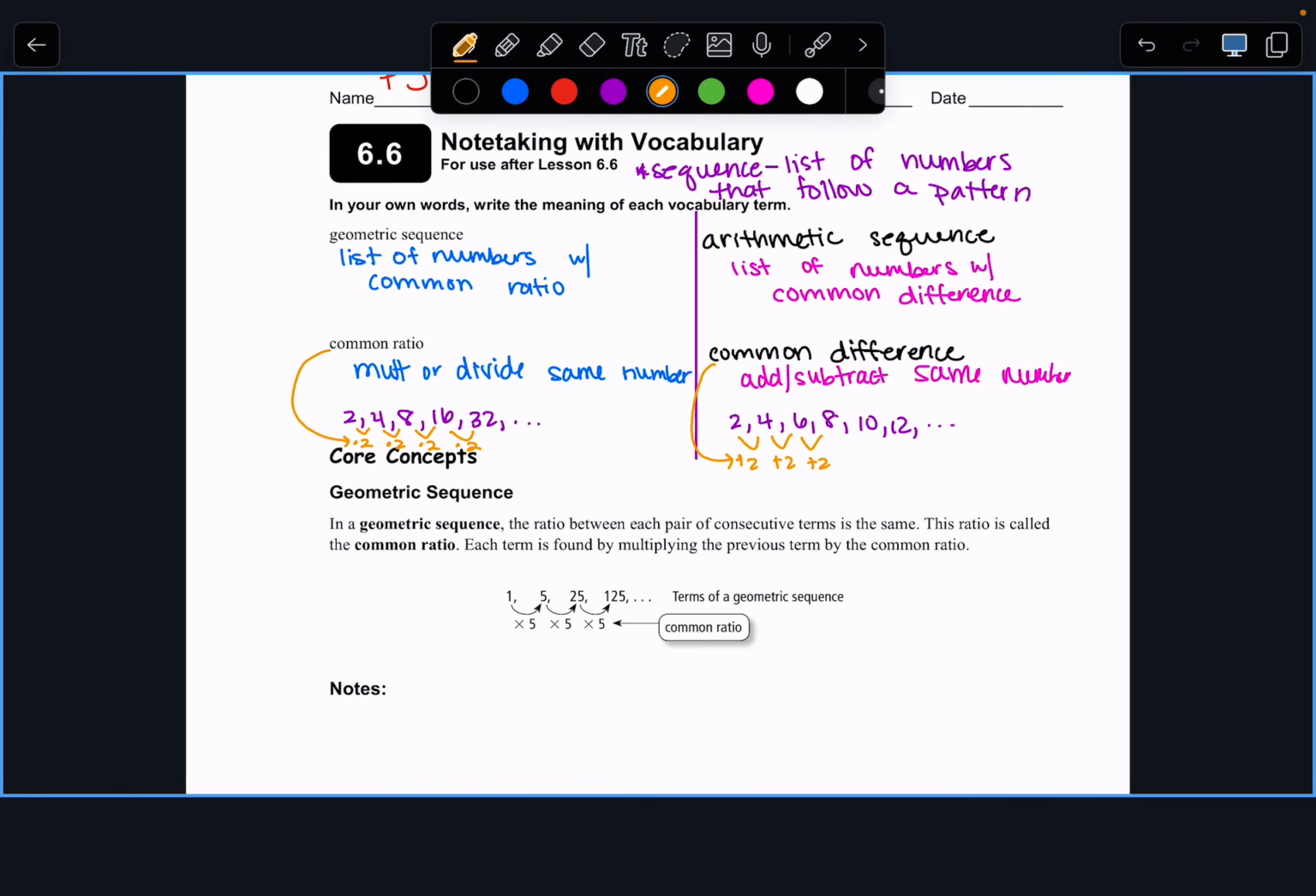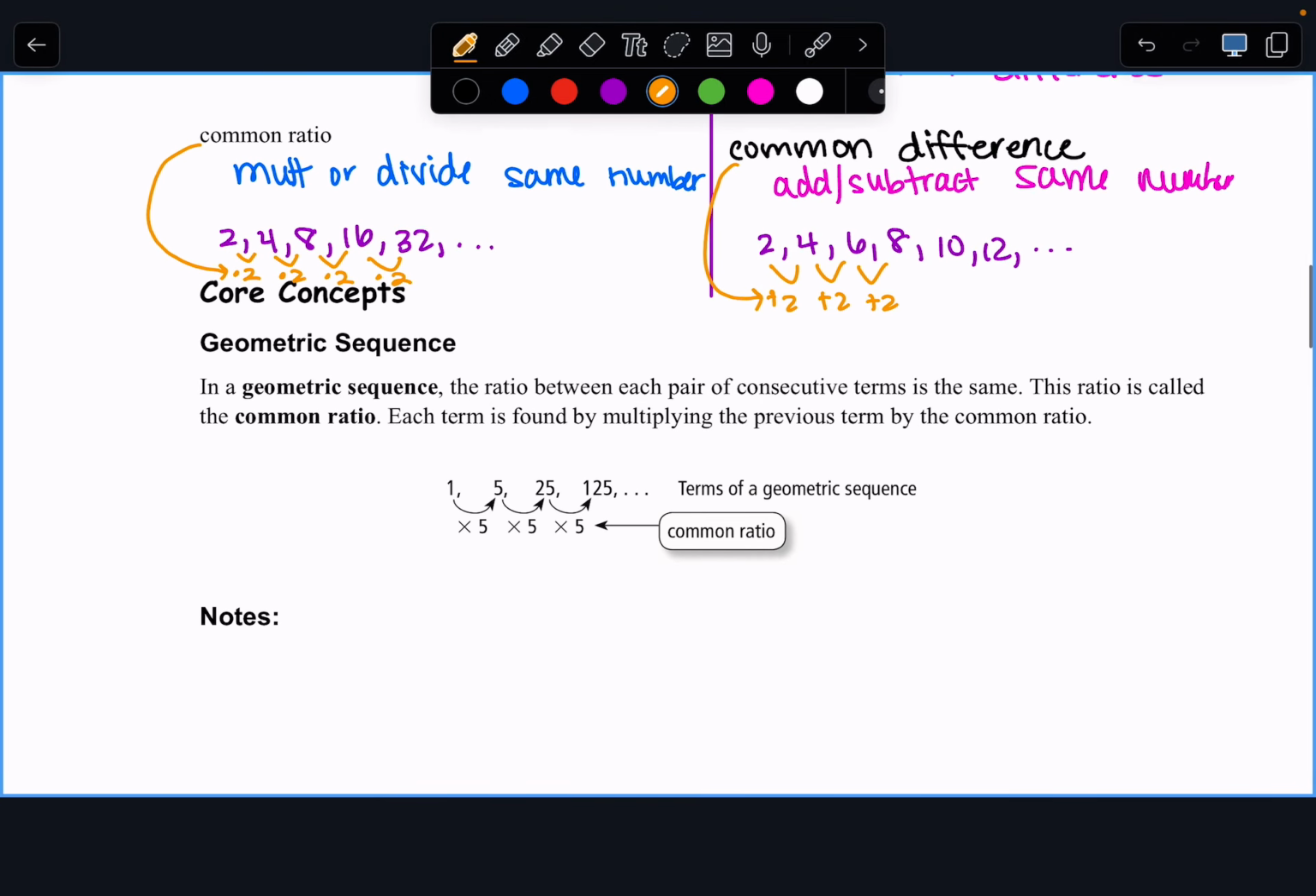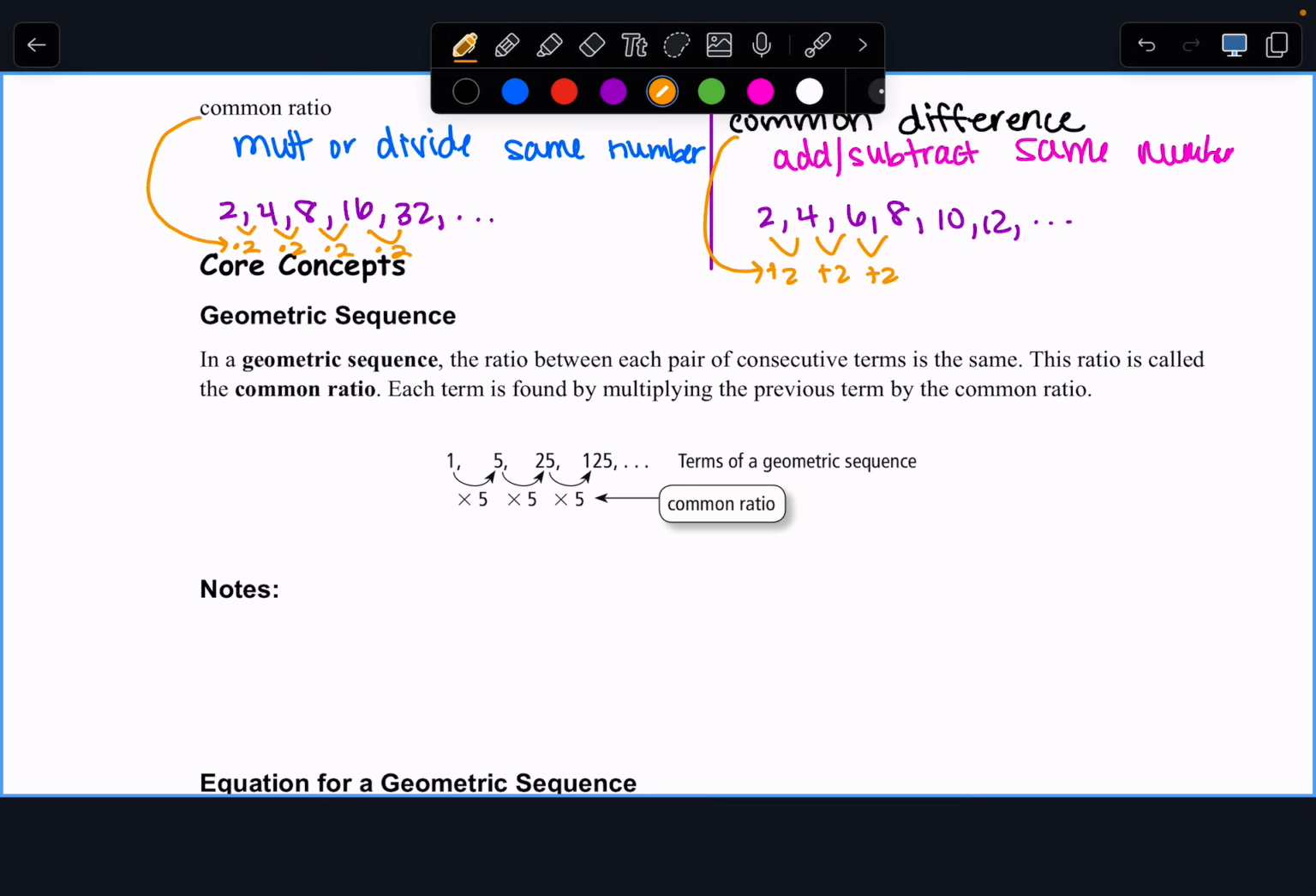Now, could you write down this one for me? 150, 25, 12.5. And think about what's happening with that pattern of numbers as you write it down.